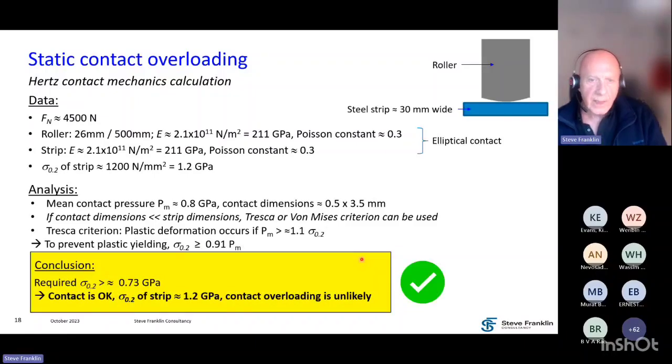And it turns out that the required proof stress is 0.73 gigapascals, and we have a proof stress of 1.2 gigapascals. So in this case, it should be okay. There shouldn't be any static contact overloading. If there were, then we could think about changing the geometry, increasing the radius of the roller, for example, to reduce this mean contact pressure. But in this case, everything seems fine.